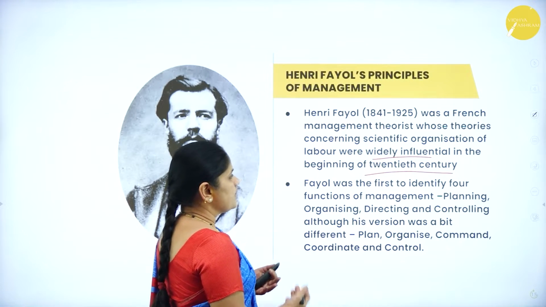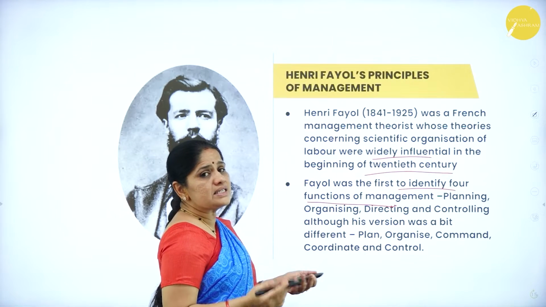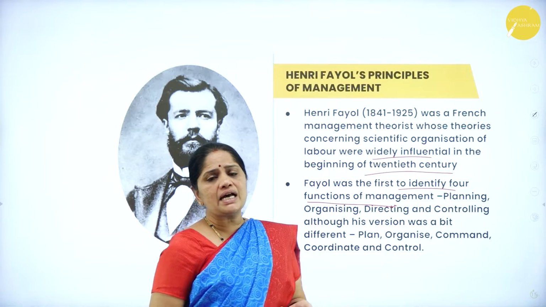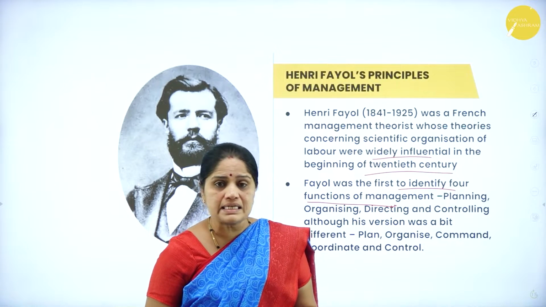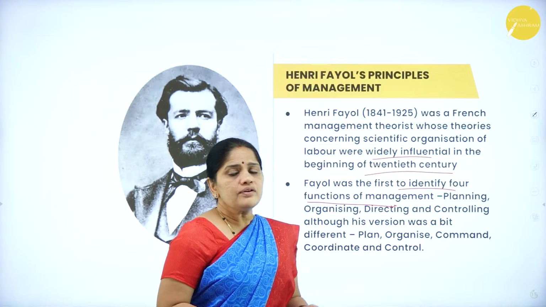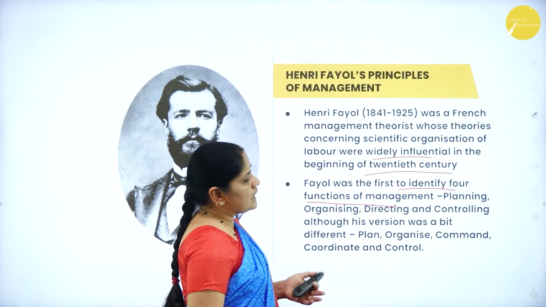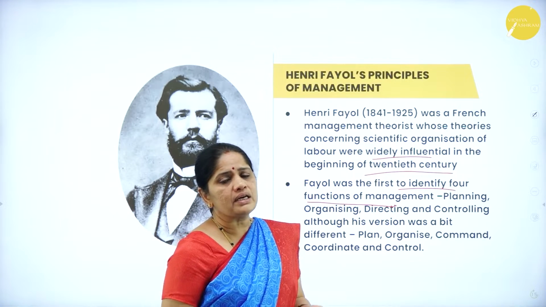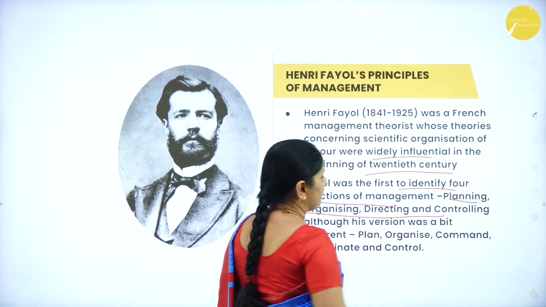Now, he was the first to identify the 4 functions of management. It is easy for all of us. Whenever we ask what is management, we say that management is the art of getting things done through others. The 4 functions of management, we can easily say, are planning, organizing, directing and controlling. This is our understanding of modern management.